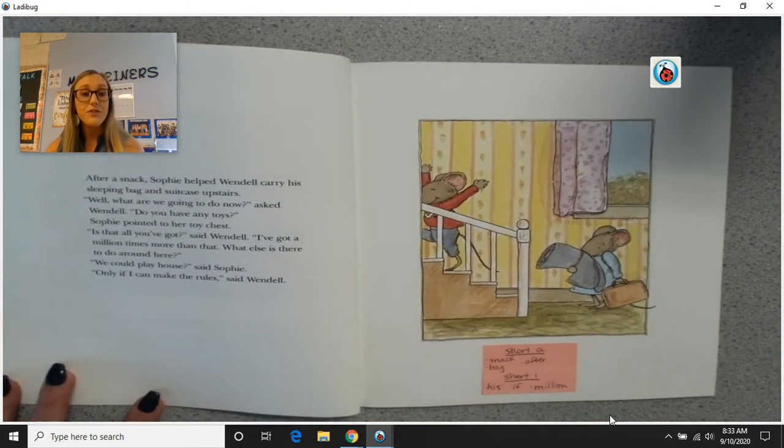After a snack, Sophie helped Wendell carry his sleeping bag and suitcase upstairs. "Well, what are we going to do now?" asked Wendell. "Do you have any toys?" Sophie pointed to her toy chest. "Is that all you've got?" said Wendell. "I've got 1,000,000 times more than that. What else is there to do around here?" "We could play house," said Sophie. "Only if I can make the rules," said Wendell.